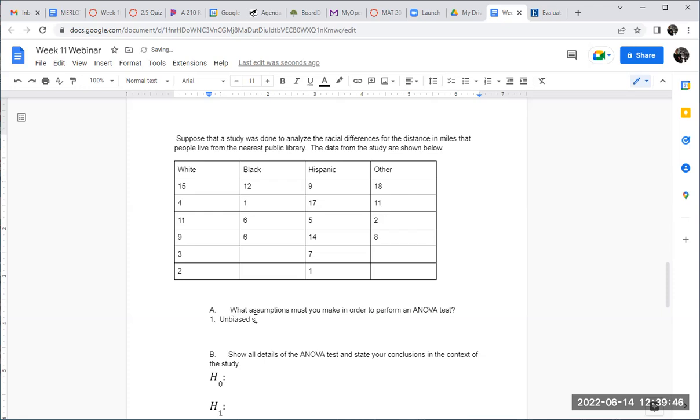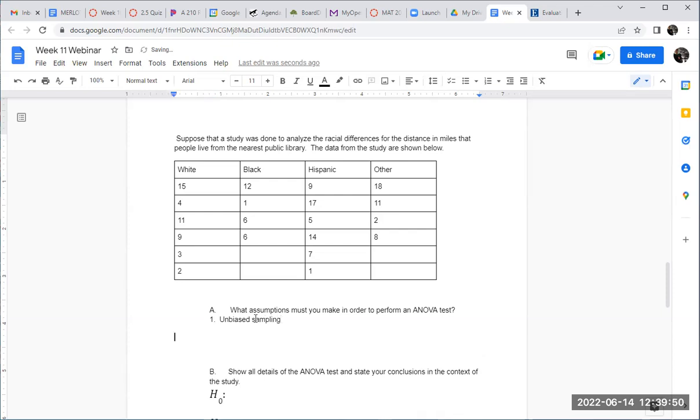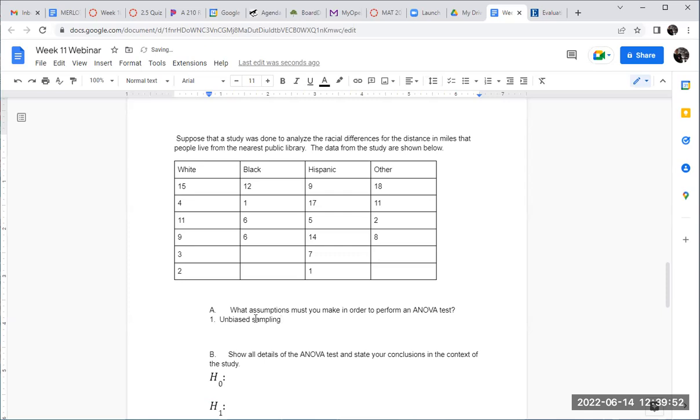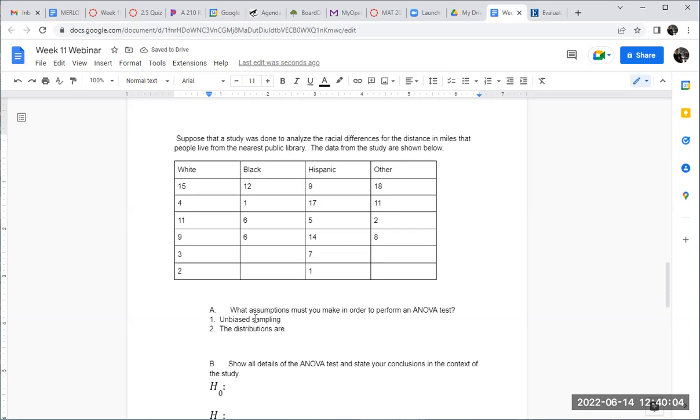Distribution is normal. Yeah, but let me correct your grammar. The distributions. And all the standard deviations there. Yeah, but let me type this out. So we got this one first. Distributions for all 4 races. And maybe distributions of library distances.